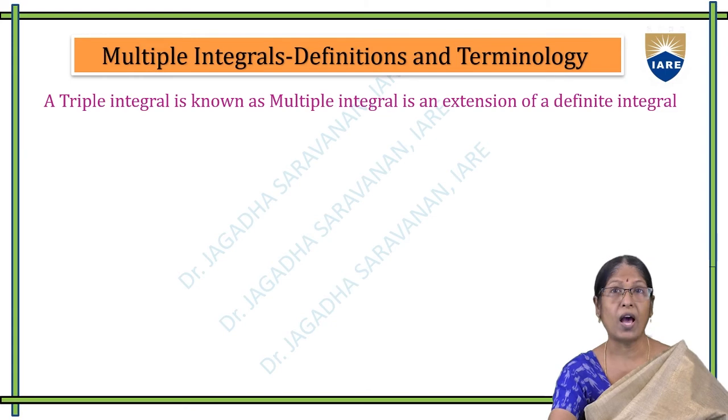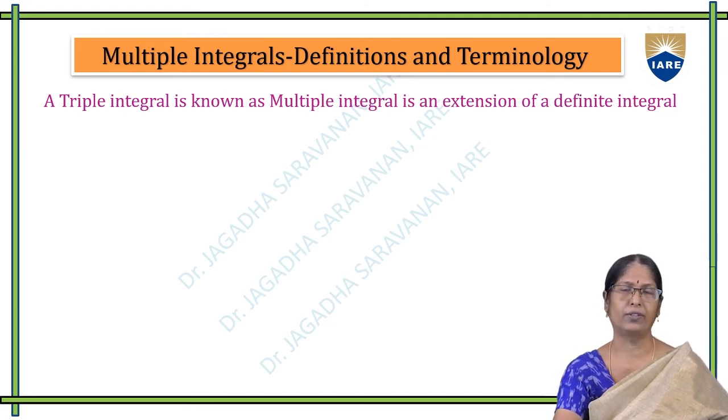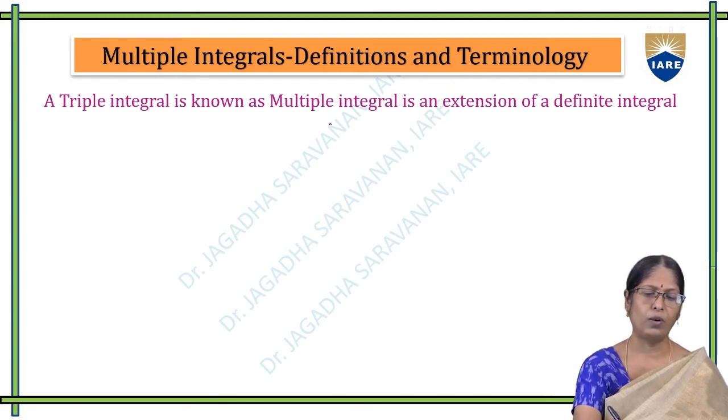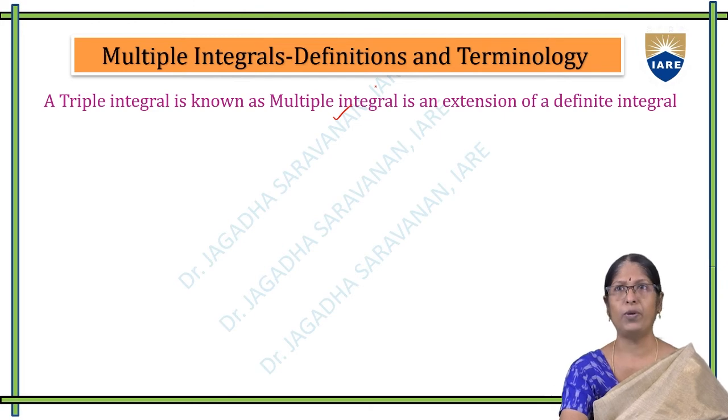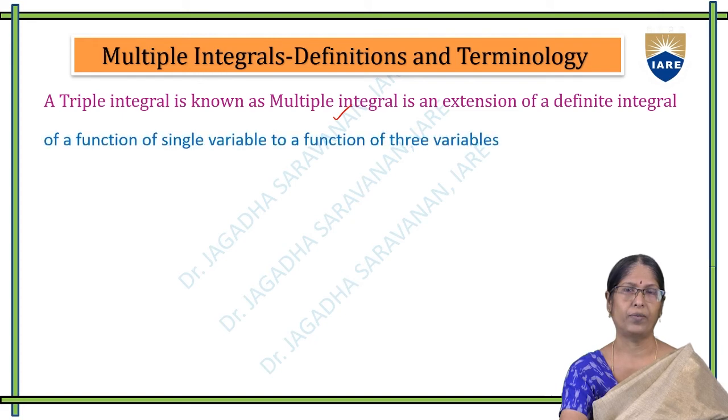Now, for what we have discussed, double integrals. Now we will move to triple integral. The triple integral, which is also known as multiple integral, is an extension of a definite integral of a function of a single variable to a function of three variables. That is, from one variable which is connected to two variables, double integral. If it is connected to three variables, triple integral. Both the double integral and triple integral put together, the common name is multiple integral.